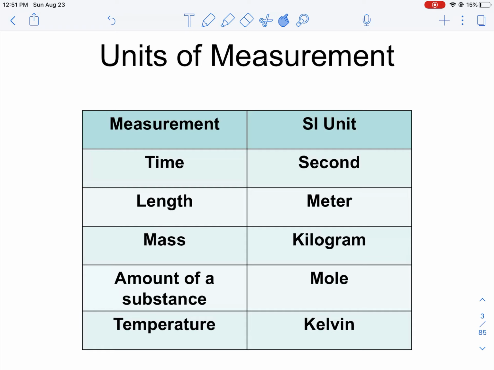So for time, it's seconds, length, meters, mass, kilograms. Amount of a substance you probably have not heard about is called a mole. We do have an individual unit on mole, so we're going to cover that topic when we get to it. And then temperature is in Kelvin.